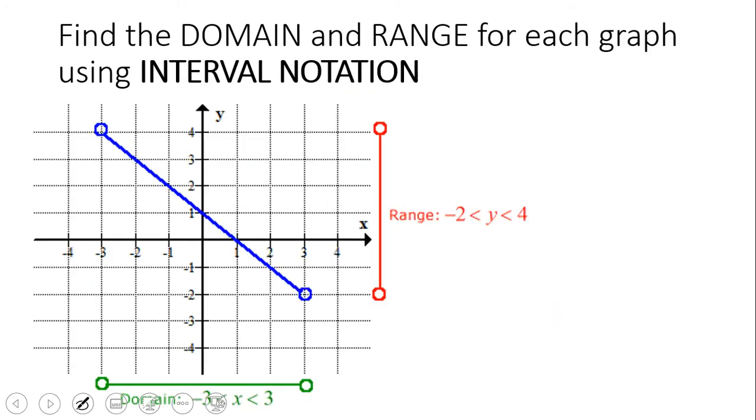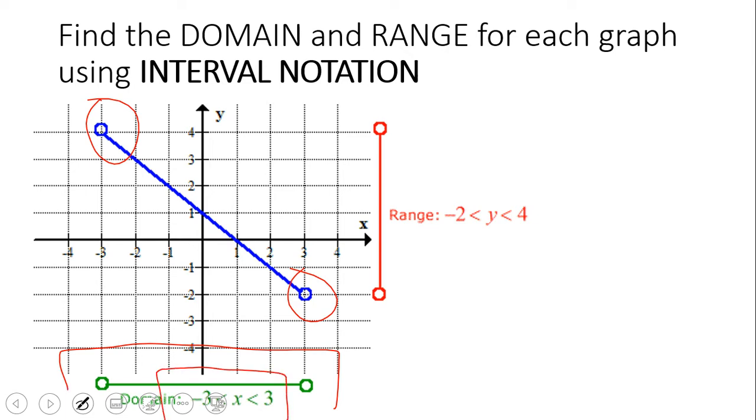Here are some visuals of what's happening. So take a look at the blue graph here in this example. It starts on the left side with an open circle. It ends on the right side with an open circle. The domain is shown here at the bottom. It's from -3 to 3. And because there are open circles, it means that it's not included. So here's the answer written as an inequality.